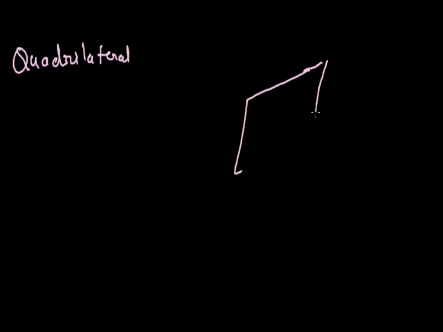Today we will study how to calculate the area of a quadrilateral. A quadrilateral which is not a square, neither a rectangle, nor a rhombus. If we are given such a quadrilateral, how do we calculate its area? Here we will divide this quadrilateral into two parts, that is, two triangles.